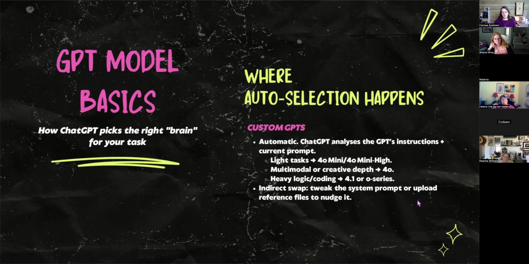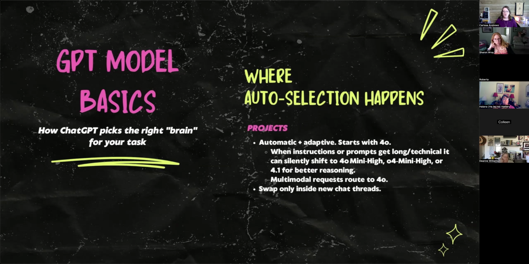It's an indirect swap. So if you tweak the system prompt or upload reference files to it, it will nudge it to change which mode it goes into. So it's all based off of how you're using it and the instructions that you are uploading into that custom GPT. But with projects, it's automatic and adaptive.